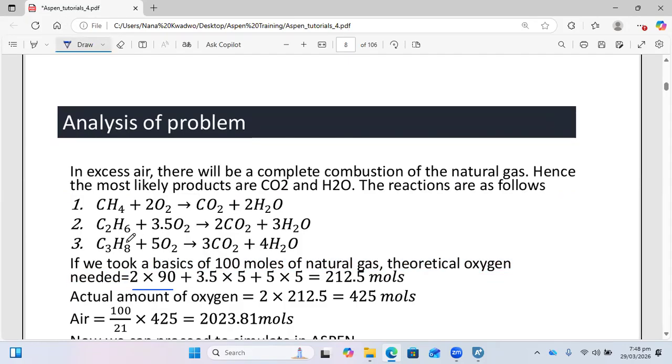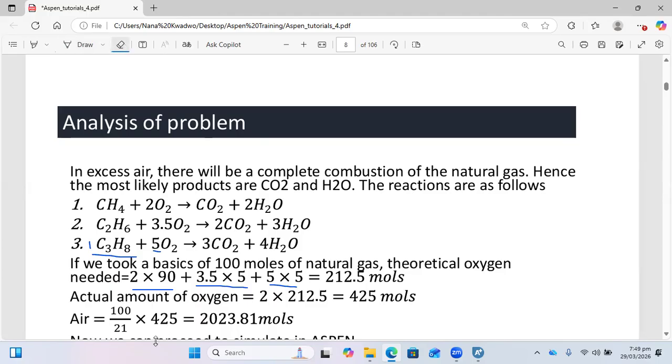Then we do the same thing for ethane. So it's 3.5 times 5 because 1 is to 3.5. So if we have 5 moles of ethane, we'd have to multiply by the 3.5 to get the number of moles of oxygen we need there. Then we do the same thing for propane, right? 1 here is to 5. So if we have 5 moles of that, we'd have to multiply by 5 to get that. So if we should put everything together, we'll be getting this. I think when I tried it, I had 222.5, but you can confirm.